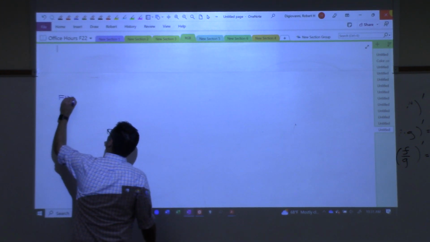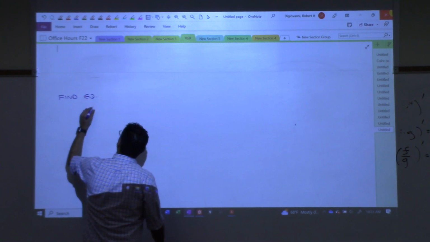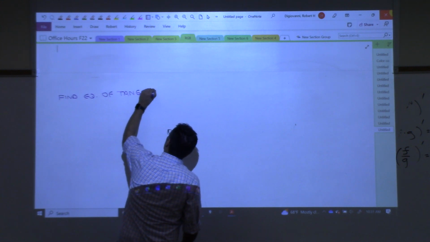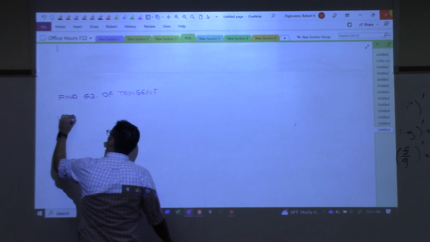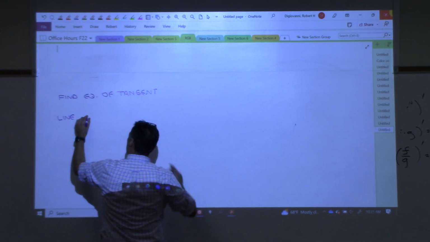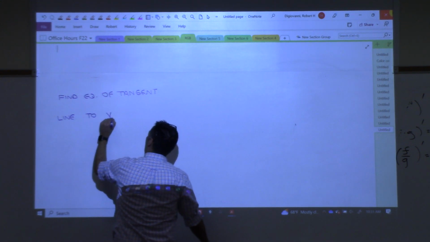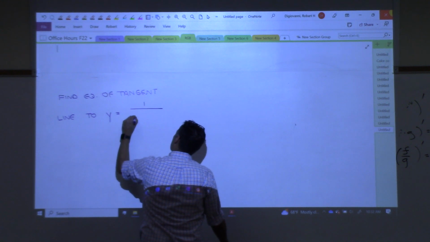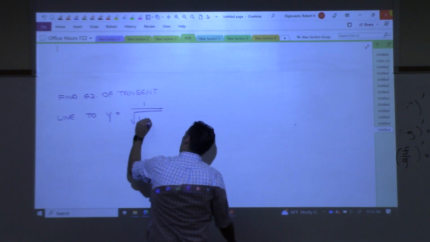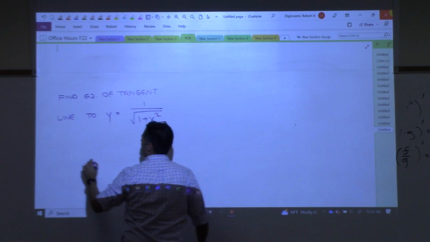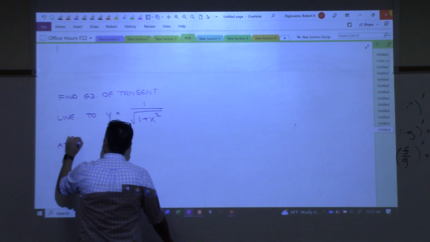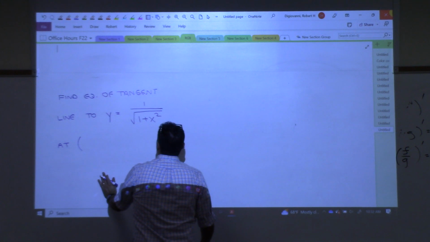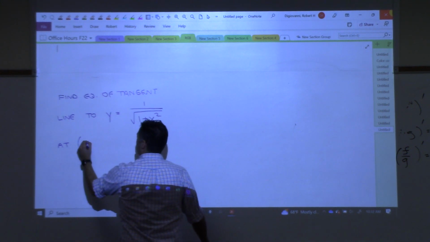Find the equation of the tangent line to the curve y equals 1 over the square root of 1 plus x squared at the point 0, 1.